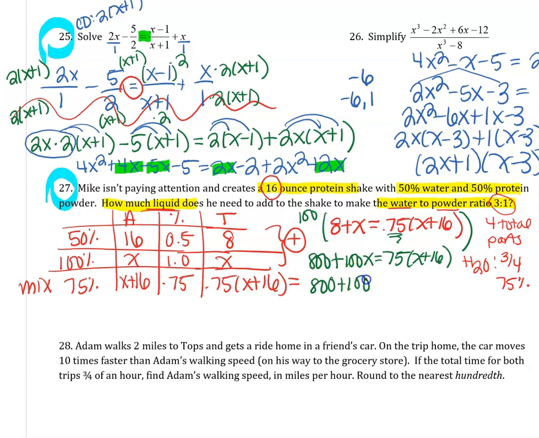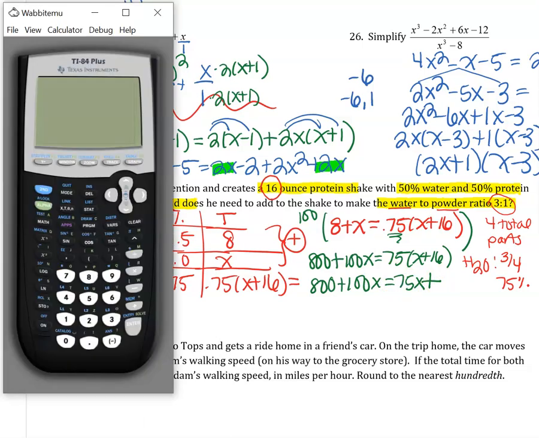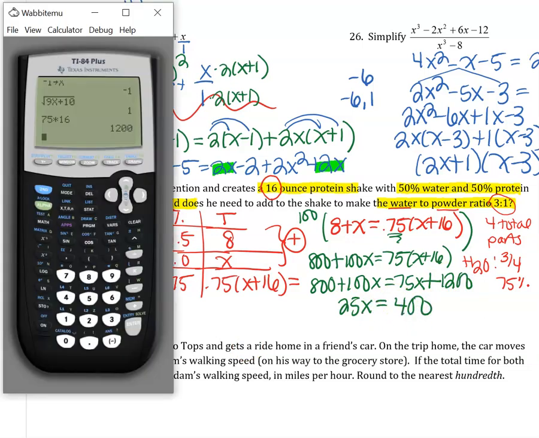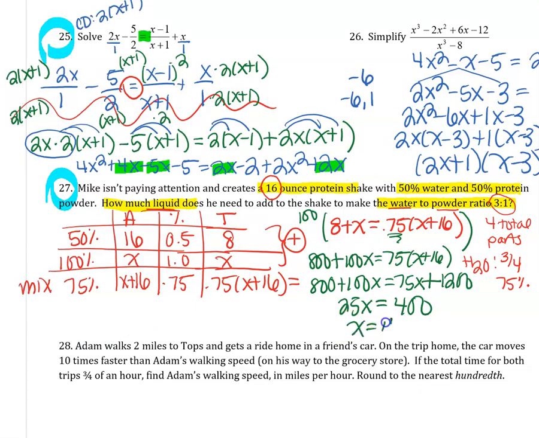Do a little solving, a little cleaning up here. 75 times 16 is 1200. So 25x equals 400. So if I do 400 divided by 25, we get 16. So he would have to add 16 more ounces of water in order to get a 75% amount of water in his protein shake. And that's your answer.